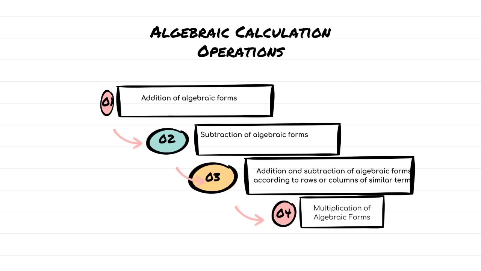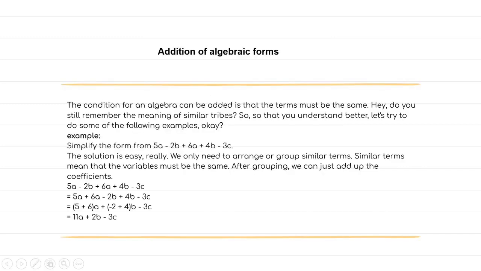Okay, next, I am discussing algebraic calculation operations. First, addition of algebraic forms. Second, subtraction of algebraic forms. Third, addition and subtraction of algebraic forms according to rows or columns of similar terms. Fourth, multiplication of algebraic forms.